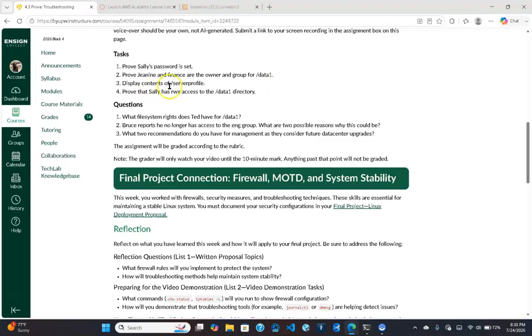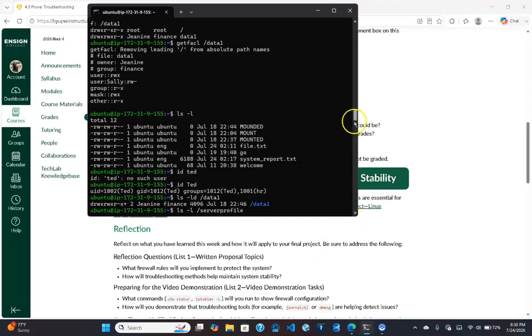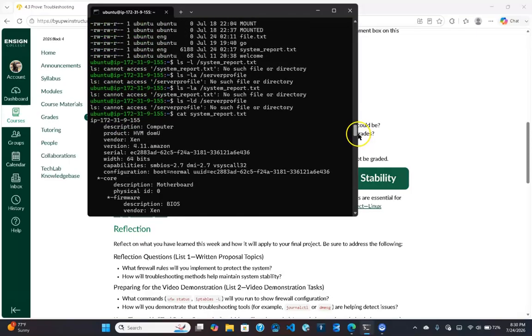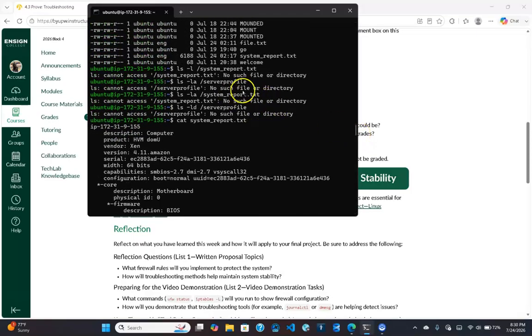It says display contents of server profile. I couldn't figure out what server profile was, and the more I tried to find it, the more it said it didn't exist. So I don't know if I saved something incorrectly or I didn't do something. But one of the assignments was to make a report called system_report.txt. When I did that, I don't know if it's the same thing as what you're asking me to do with server profile. Somehow I think I'm not understanding what I'm being asked. But this is what I saved.